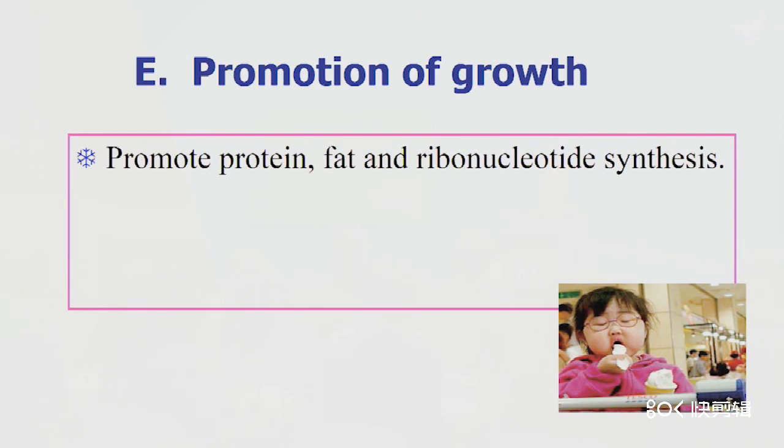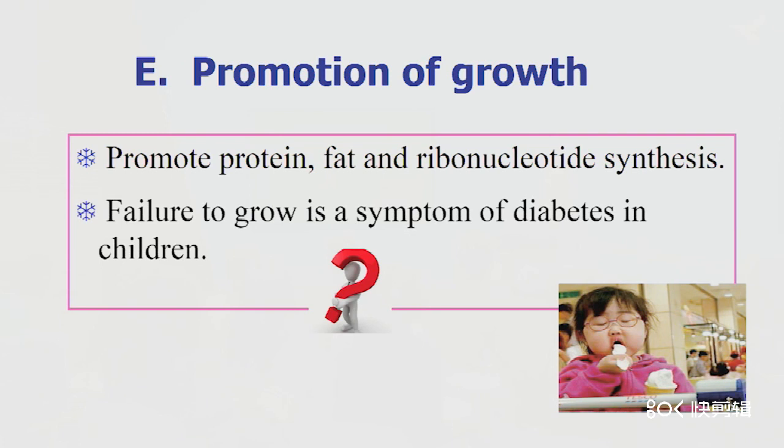Why? That's what we just mentioned. Because insulin can promote protein synthesis, fat and ribonucleotide synthesis. So, what's the meaning? For IDDM patients, for which kind of IDDM patients? Most IDDM patients are young children. So for young children, their insulin is insufficient. So failure to grow is a symptom of diabetes in children.